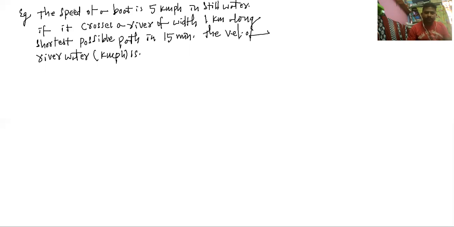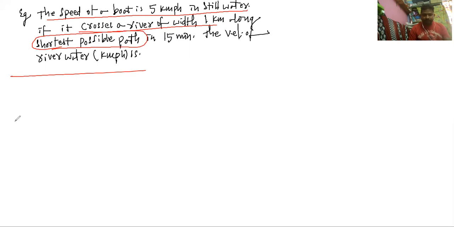Let's read the question. The speed of a boat is 5 kilometers per hour in still water. If it crosses a river of width 1 kilometer along the shortest possible path. This is also a similar condition, shortest possible path. The rough diagram I'm making. So this is the point A and this is the point B. The aim is to move from A to B, but it must start in this direction somehow. Okay, so this is the aim.